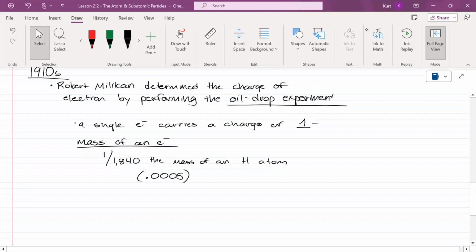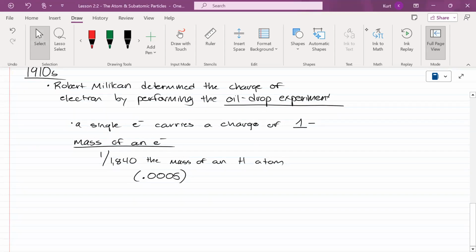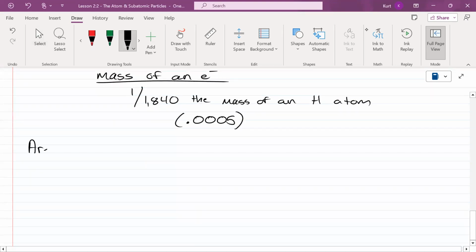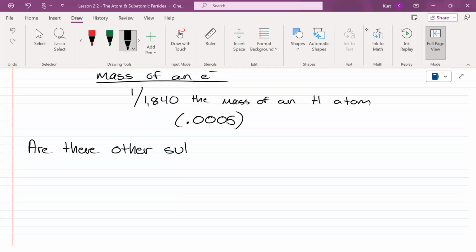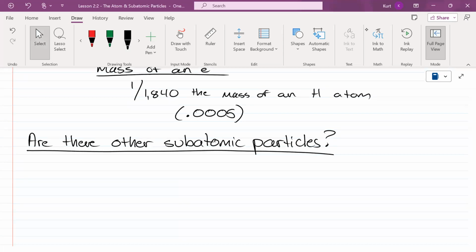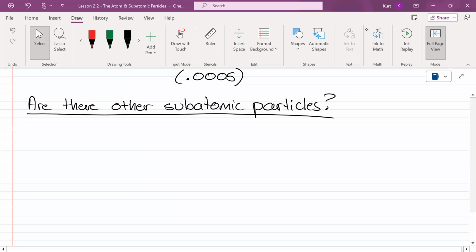Okay, so that pretty much covers electrons, but then we have to talk about the other subatomic particles, which I'm sure you've heard of before. So are there other subatomic particles? Well, we know there are. Okay. But how did they find them?